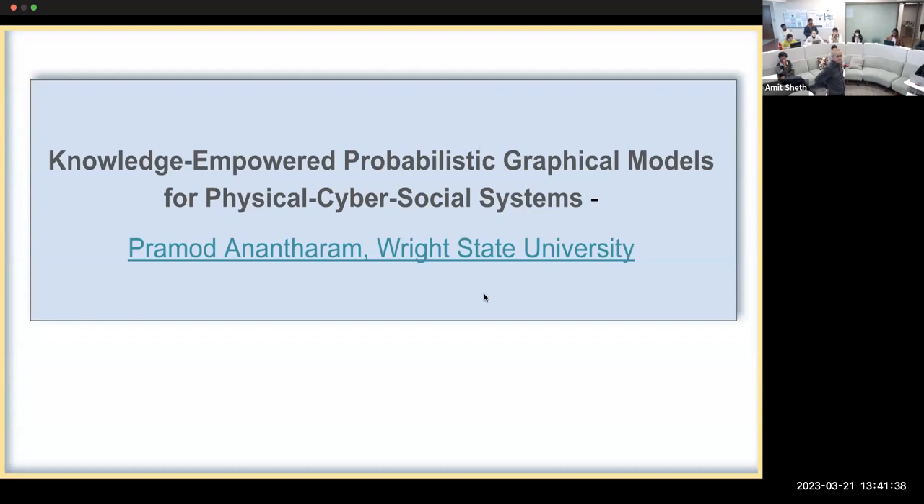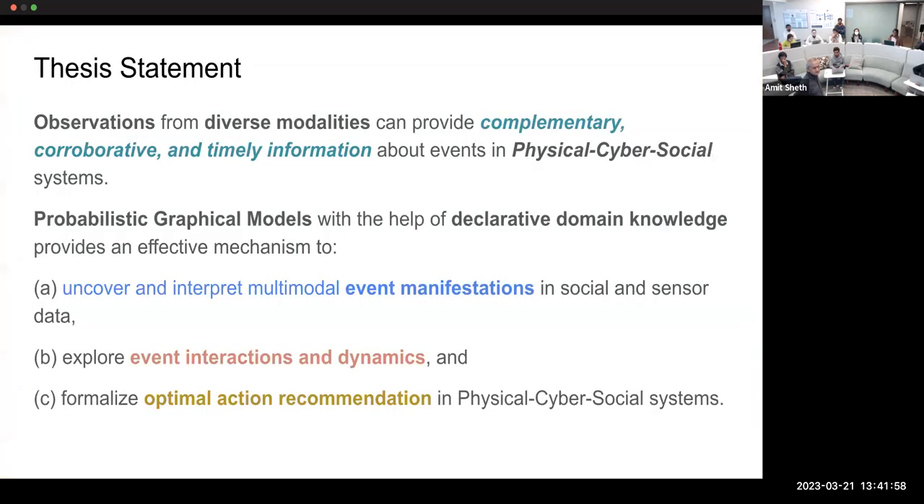Pramod Anantharam's thesis was on knowledge empowered probabilistic graphical models for physical cyber social systems. He graduated in 2016 and now he is working at Bosch as a senior applied AI scientist. And this is his thesis statement.